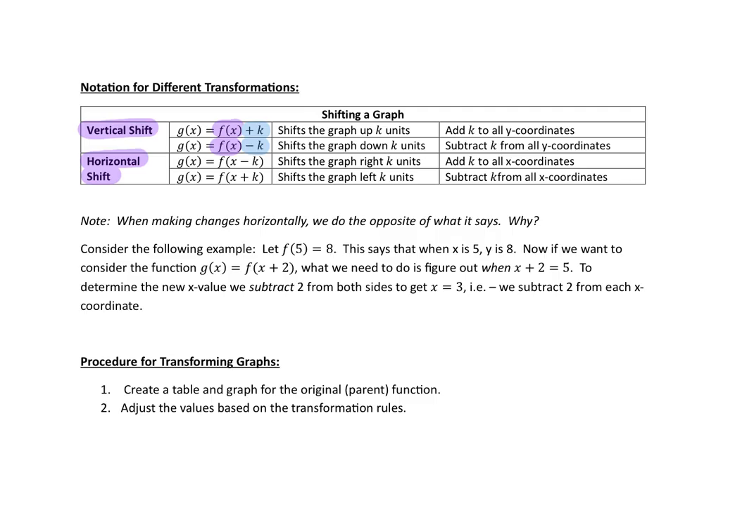When we talk about this visually, what this does is it is vertical, which means that we are going to go up and down. So if it's a plus k, we shift the graph up k units. And if it's a minus k on the outside, we shift the graph down k units.